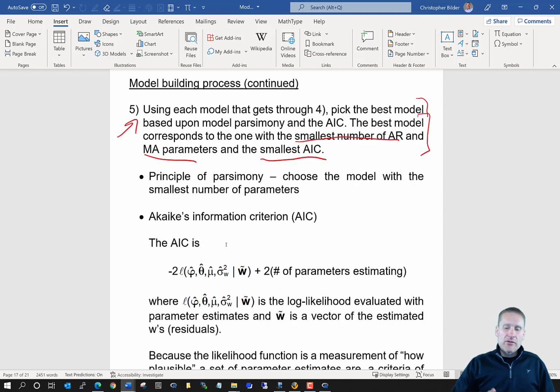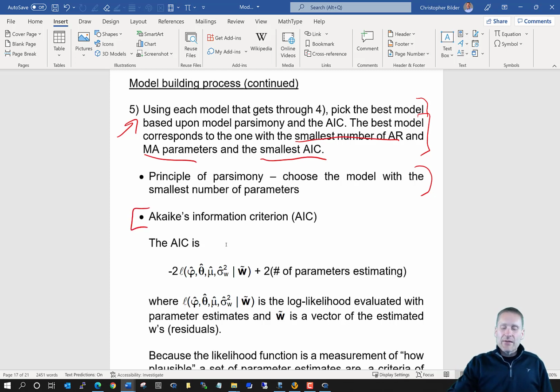And so the way that we measure this is, again, look at the number of parameters that you have. So if I had a choice between an AR(1) model versus an AR(10) model, and based upon the diagnostics, they both seem to do well in terms of predicting and satisfying the assumptions of the modeling process, I would pick the AR(1) model.